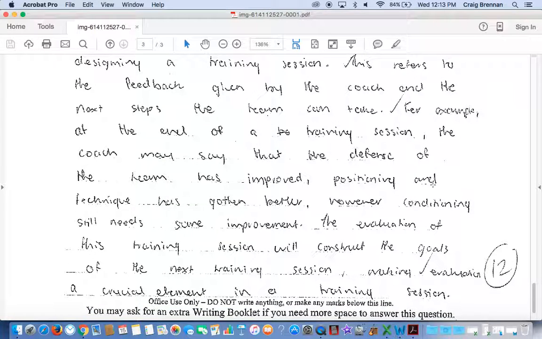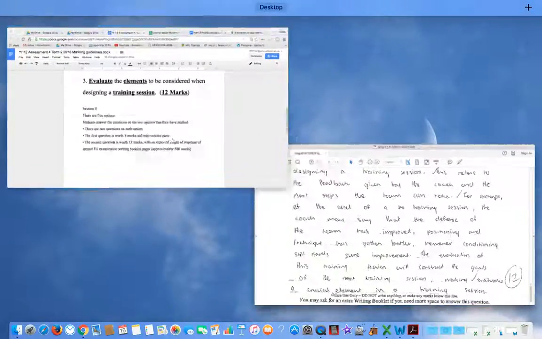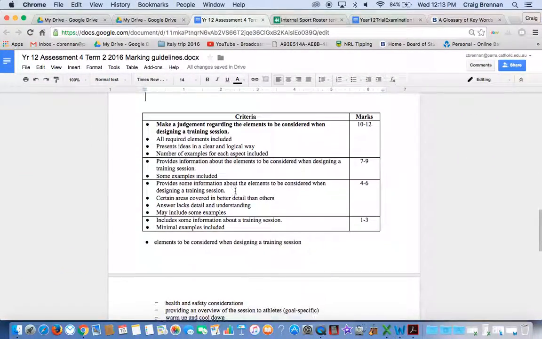The other part too, in our marking criteria, which I'm going to show you now, if you look underneath, there's a few points here. To get a 10 to 12, the marking criteria, and I've bolded it, says makes a judgment regarding the elements to be considered when designing a training session. The second one is down here for 7 to 9: provides information about the elements to be considered when designing a training session. So if you don't evaluate every area of this answer, you can't get a 10. That's what you've got to keep in mind, that you must evaluate. And this is that higher order questioning we're asking you to think about. You've got to be able to make a judgment. If you don't, you fall straight down into the 7 to 9 category.